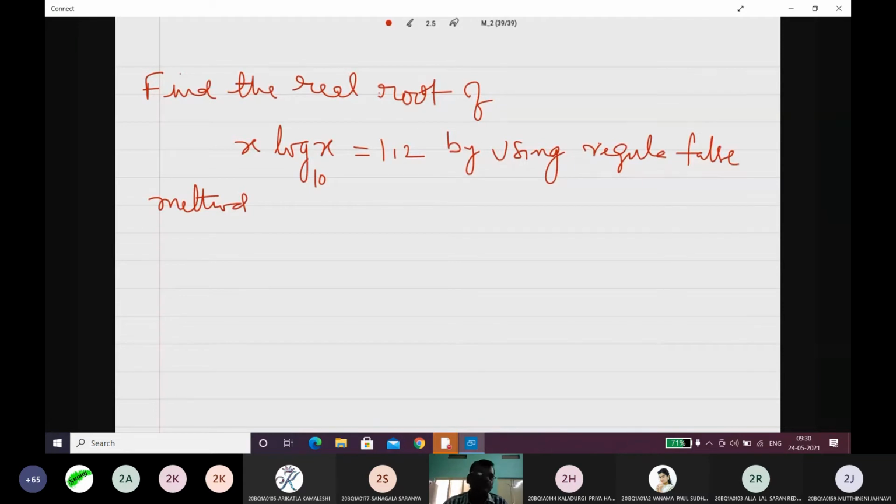F of 2 is equal to some value. F of 3 is equal to some value. One is positive and the other is negative. Hence the root lies between a and b. Okay. Can you go through this one as a practice?